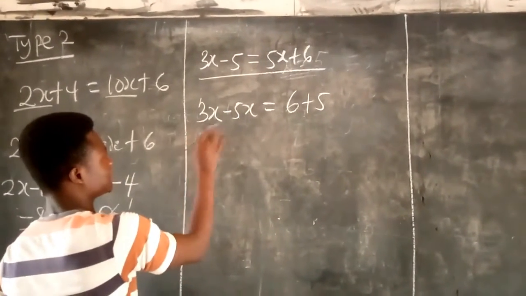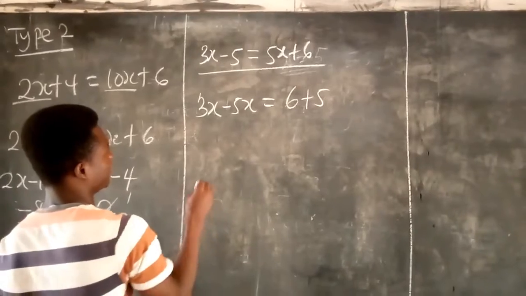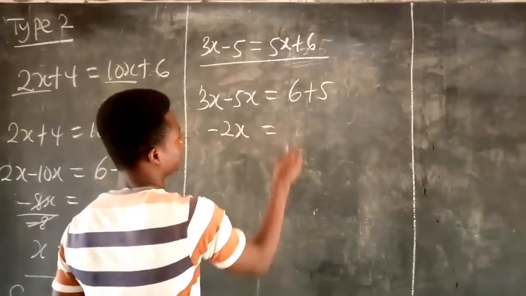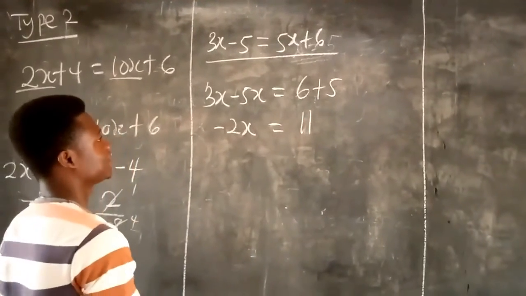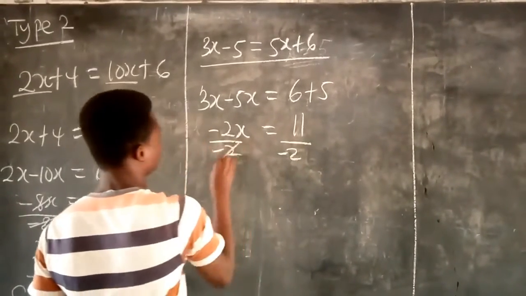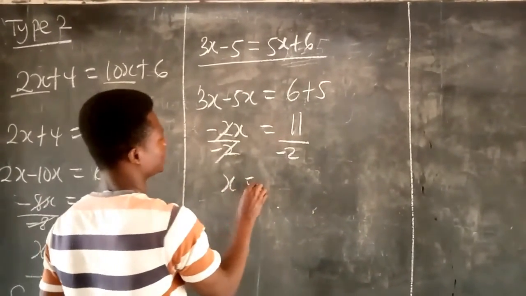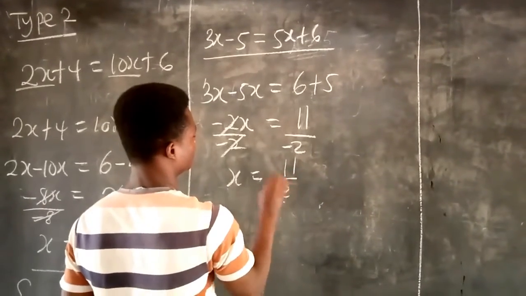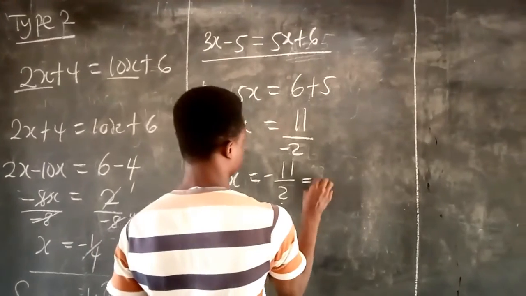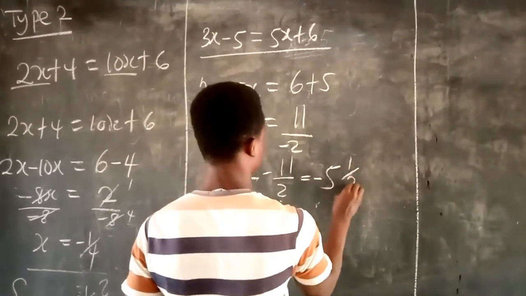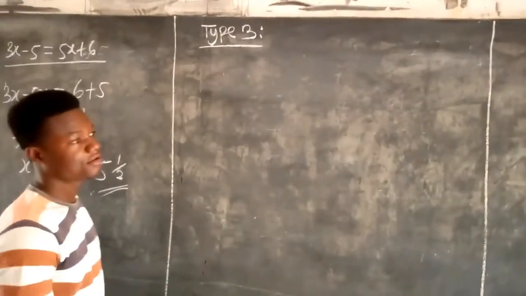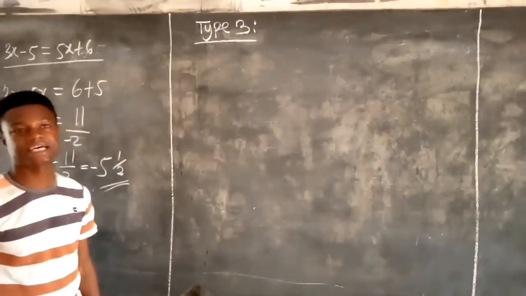So 3x minus 5x will give us minus 2x equal to 11. So you know 6 plus 5 gives us 11. Divide here by negative 2, divide here by minus 2. So I can get my x now equal to 11 on 2 minus, and we can change this one to a mixed fraction. It will be minus 5 whole number 1 on 2. Exactly. Thank you.